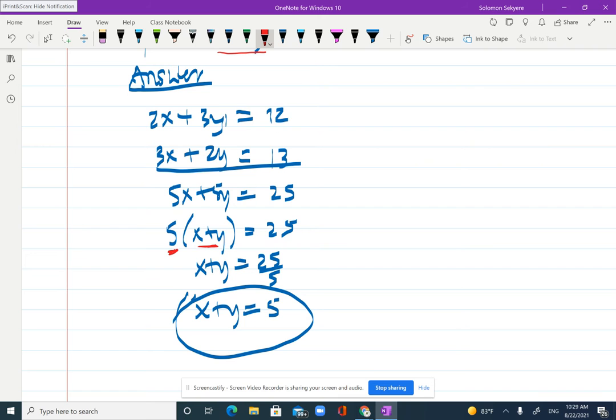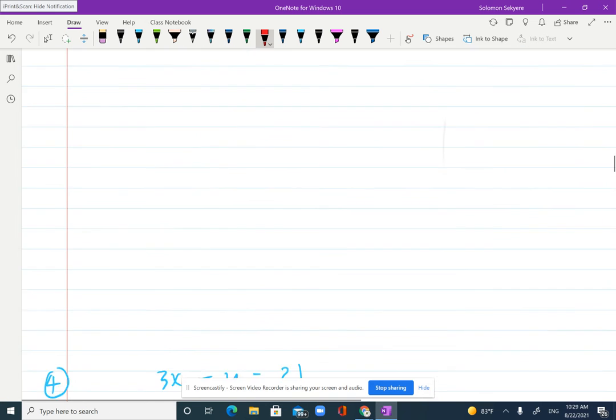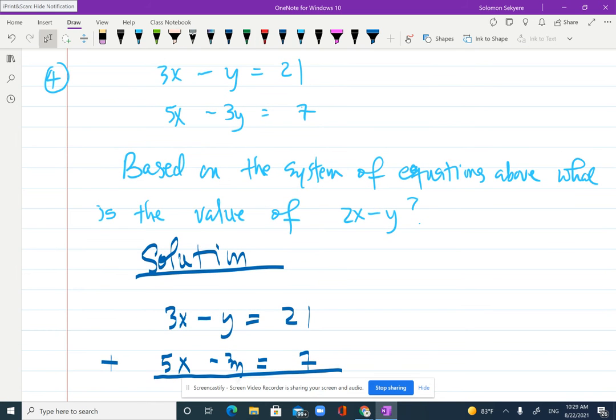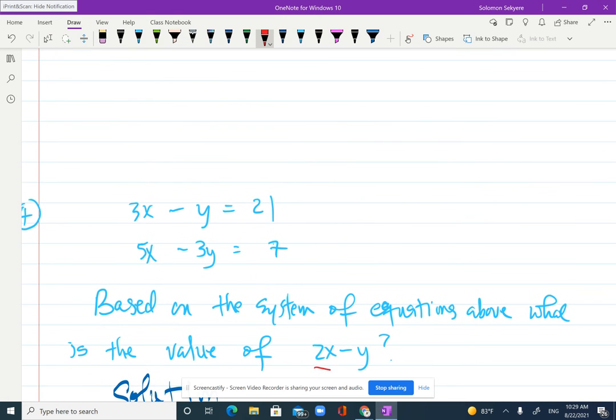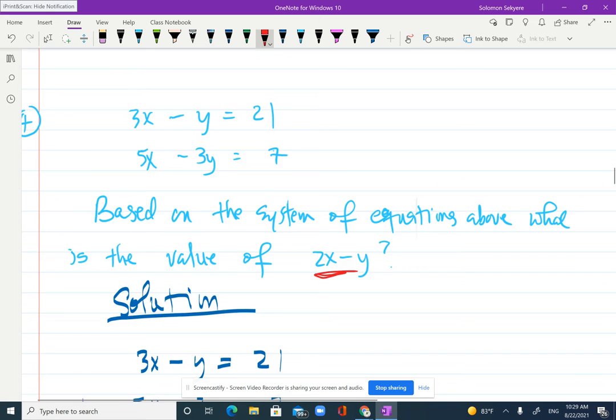So with some of these questions, you rearrange, you think about either adding or subtracting, and then factoring. Have that at the back of your mind for some systems of equations. Here's another question. Based on the system here, what is the value of 2x minus y? Pause the video, review what I've done, try this question first, and then turn the video on again. What are you going to get?